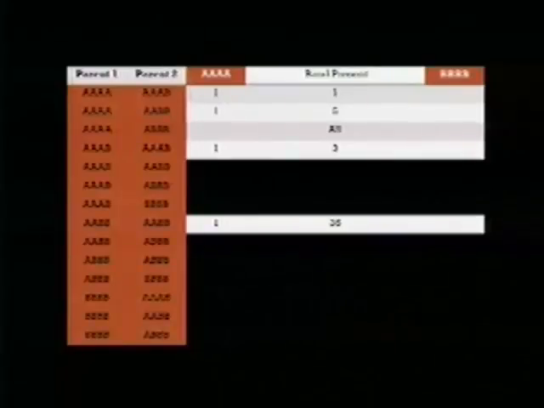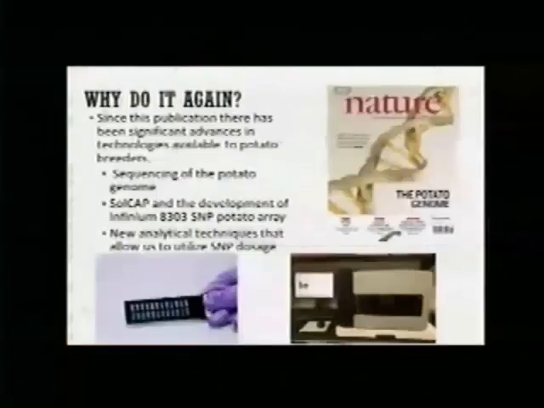Since the publication of that last paper, a lot of stuff has been done. We published the sequence of the potato genome, and we had the development of the 8303 SNP potato array. This is actually a picture of it right here. Each one of those little squares has 10,000 markers on it, and this little chip runs 24 different samples. And since we are able to use SNPs, codominant markers, new analytical techniques were also developed to utilize that information.